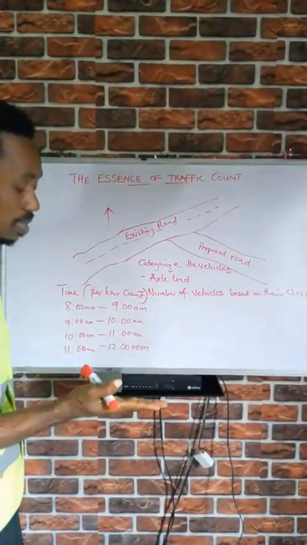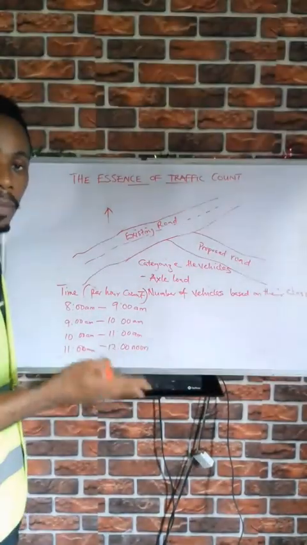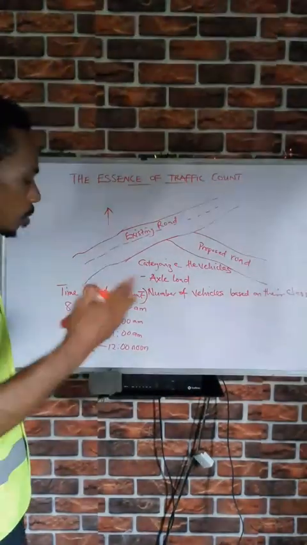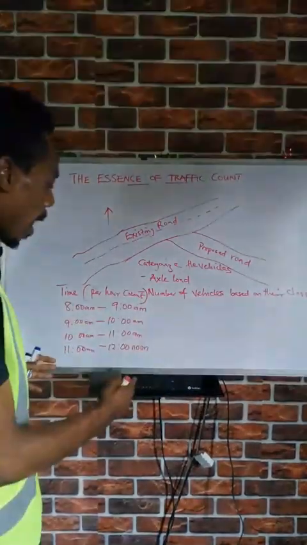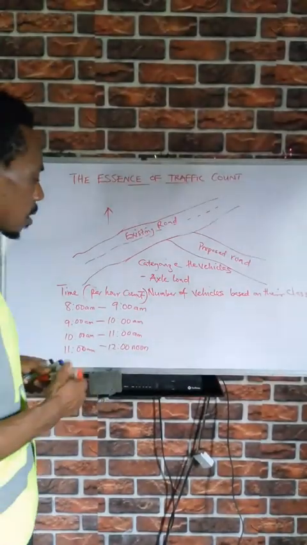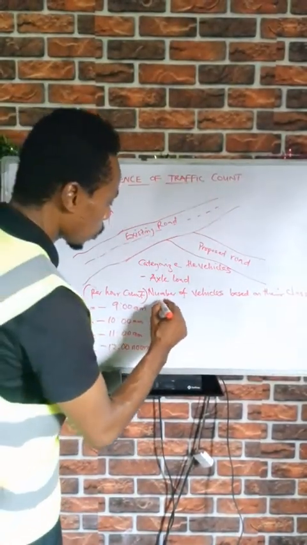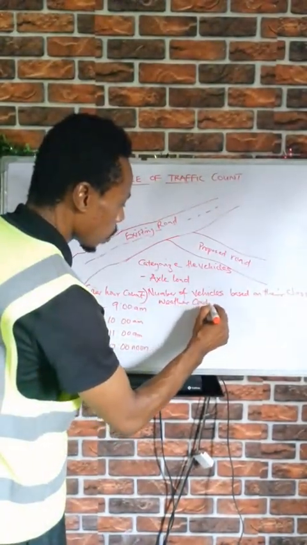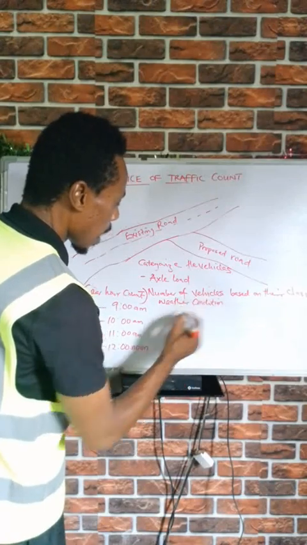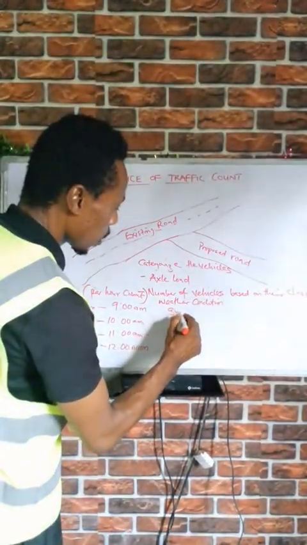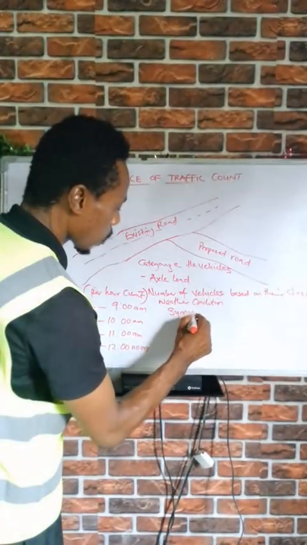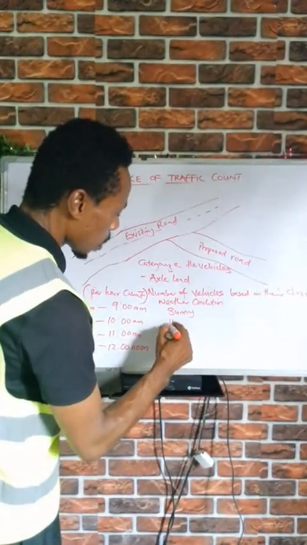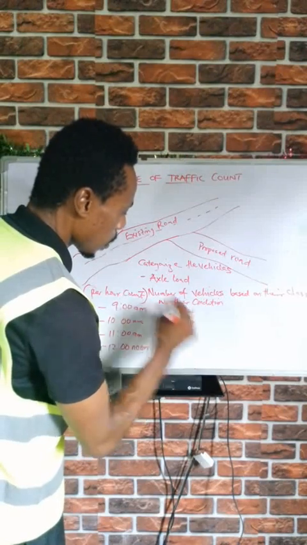Then you start from 1 p.m. to 2 p.m., 2 p.m. to 3 p.m., depending. So you have a tabular representation of this. Then you also consider the weather condition. You look at the weather condition, if it is sunny or humid, as the case may be.